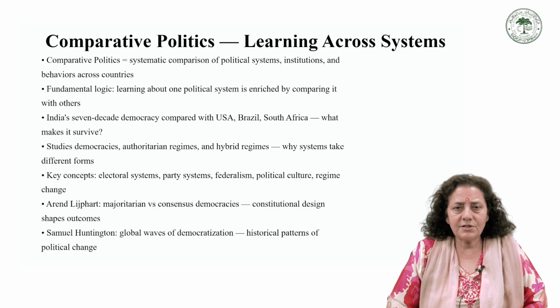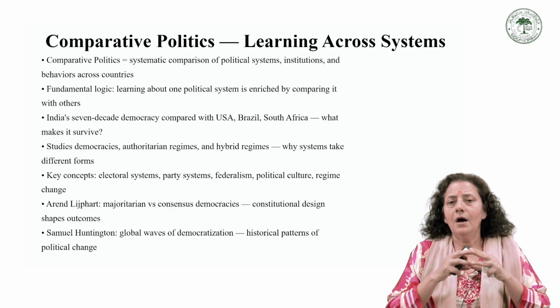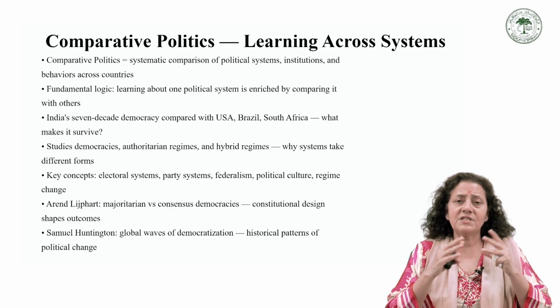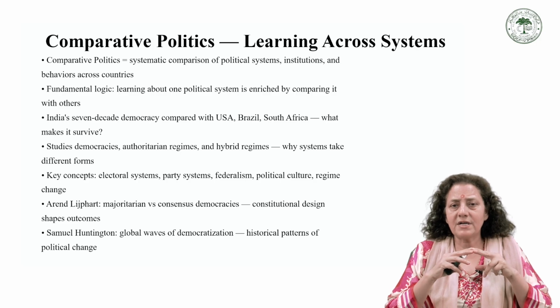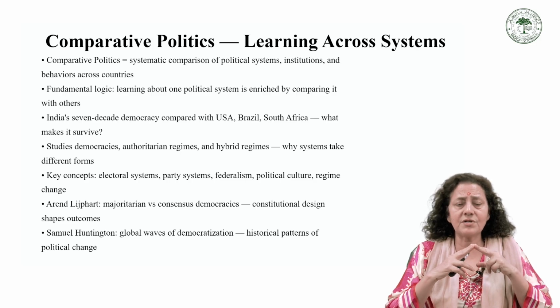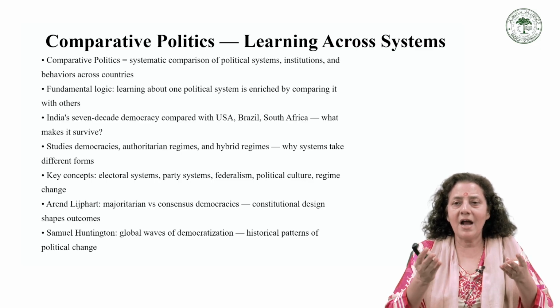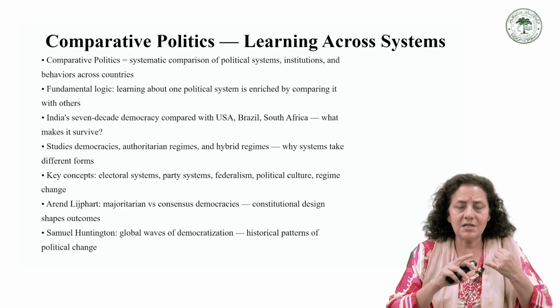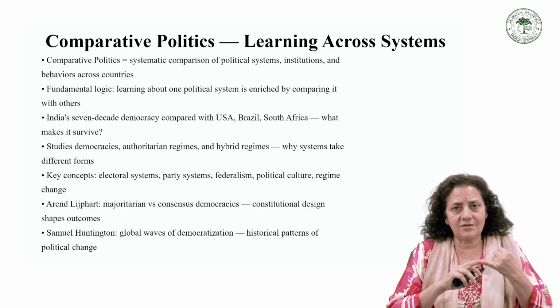The second major sub-discipline is comparative politics, as the name suggests. Comparative politics involves the systematic comparison of political systems, institutions, processes, and behaviors across different countries and regions. The fundamental logic is that we can learn more about any political phenomena by comparing it with similar phenomena in other countries. To understand why Indian democracy has survived for more than 7 decades, despite enormous social complexity, we can compare India's experience with other large and diverse democracies such as United States, Brazil, South Africa, etc.